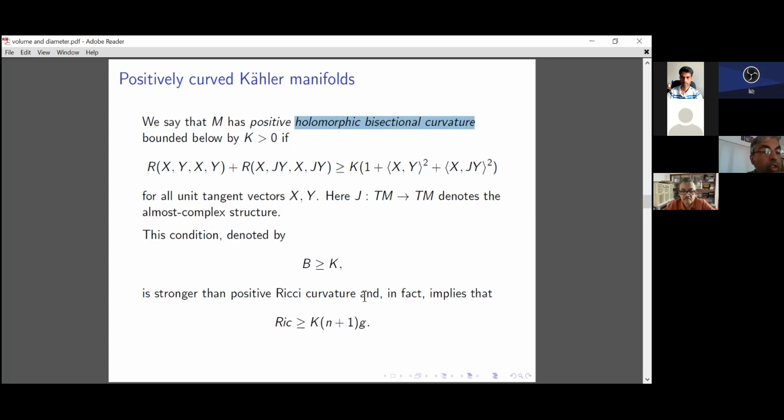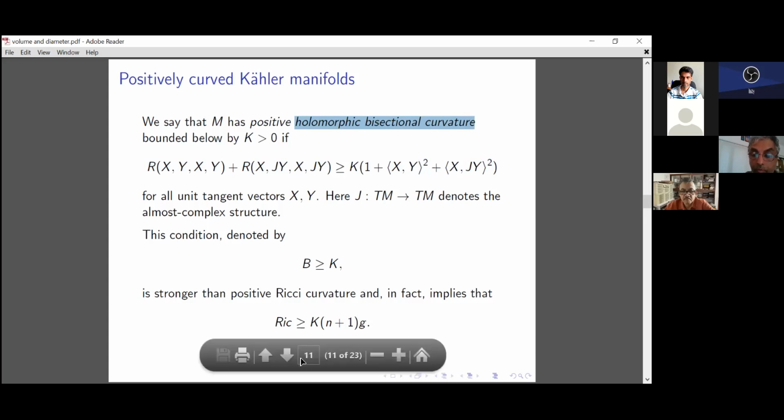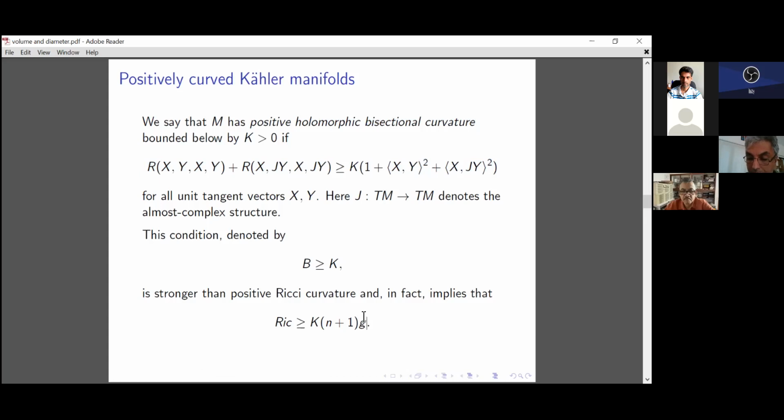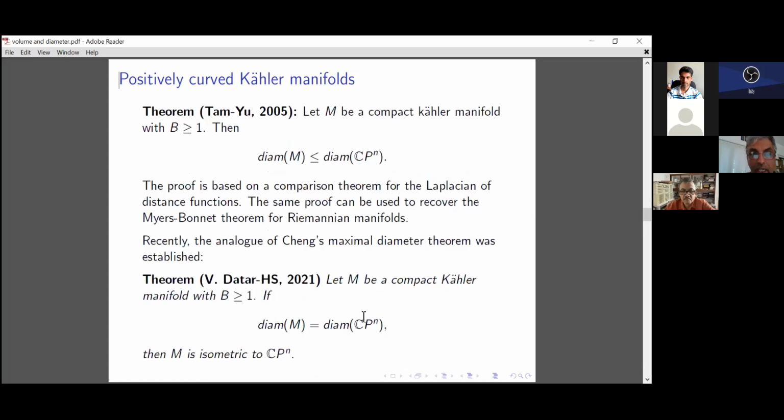So somehow this seems to be important, but why it's so is not entirely clear to me. Anyway, in 2005, Tam and Yu, no, actually it's not Tam and Yu, it's two other authors, proved that if you have a compact Kähler manifold with B greater than or equal to 1, so here I've replaced the Ricci curvature hypothesis with this bisectional curvature hypothesis, then the diameter of M is indeed less than or equal to that of CPN.